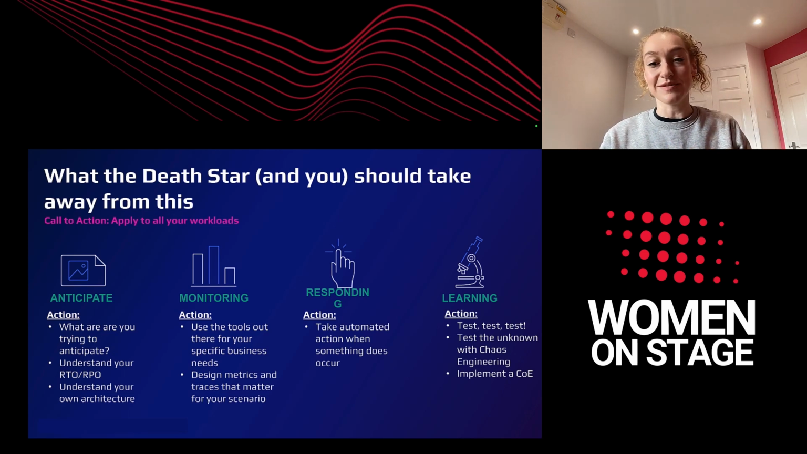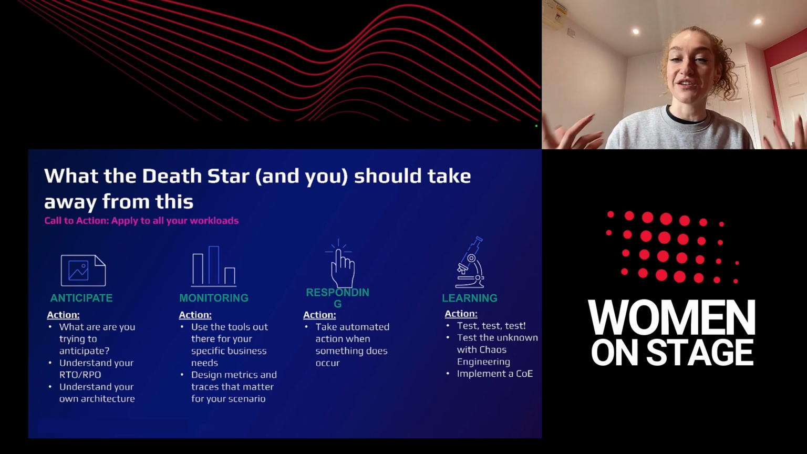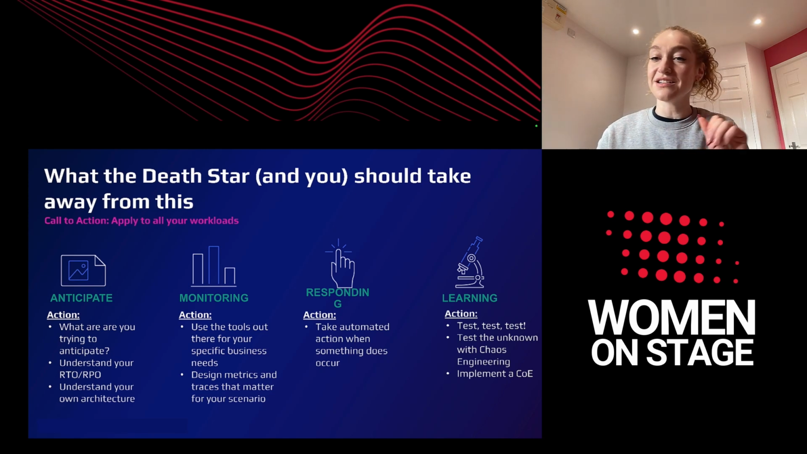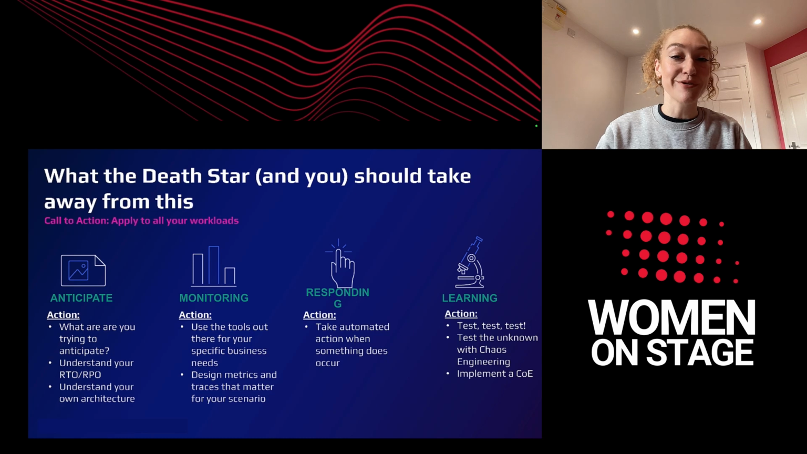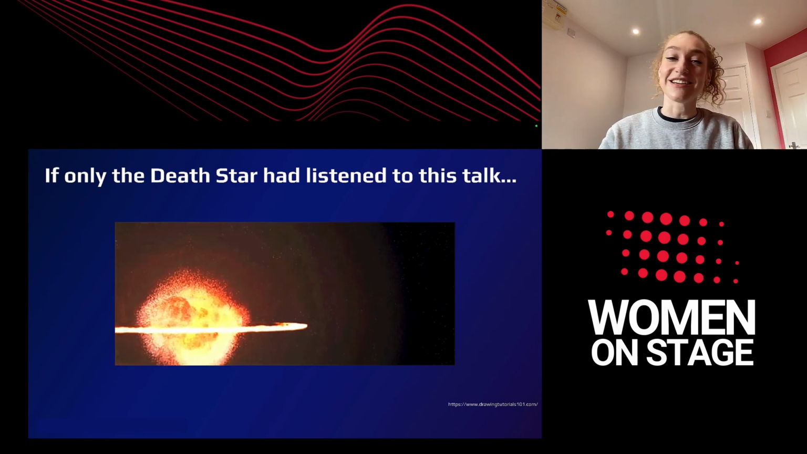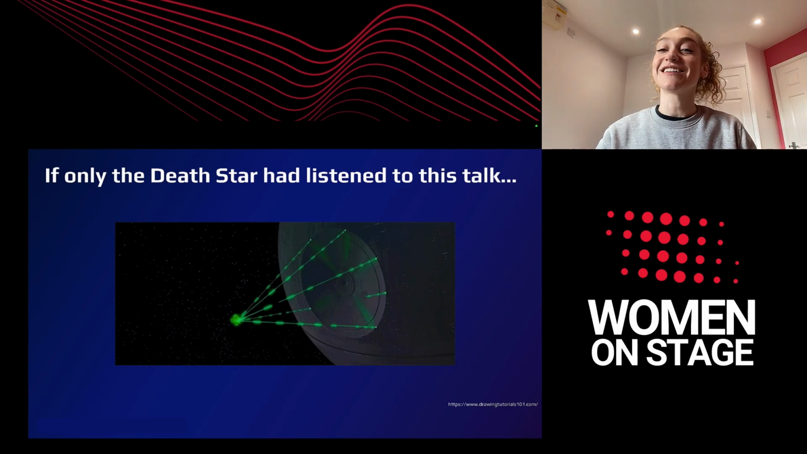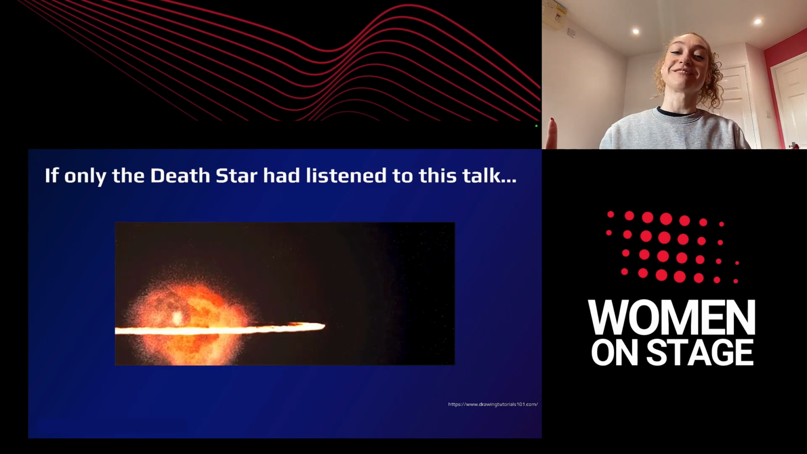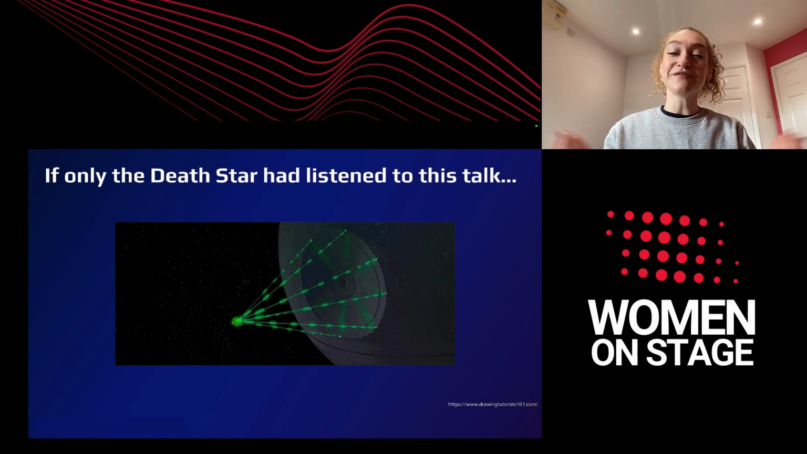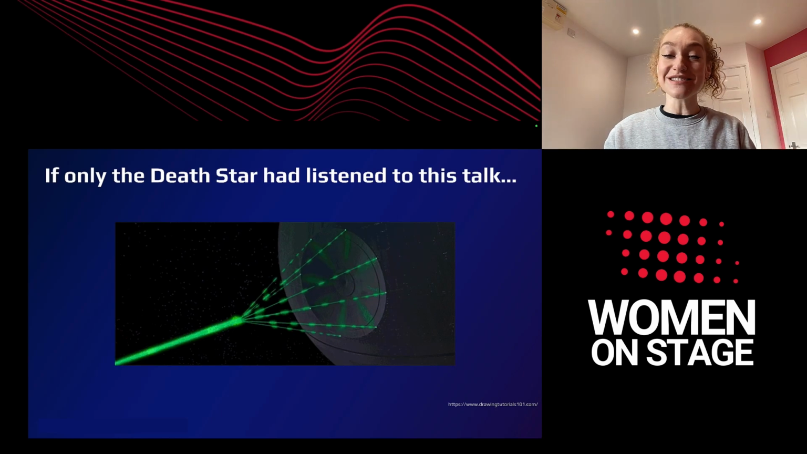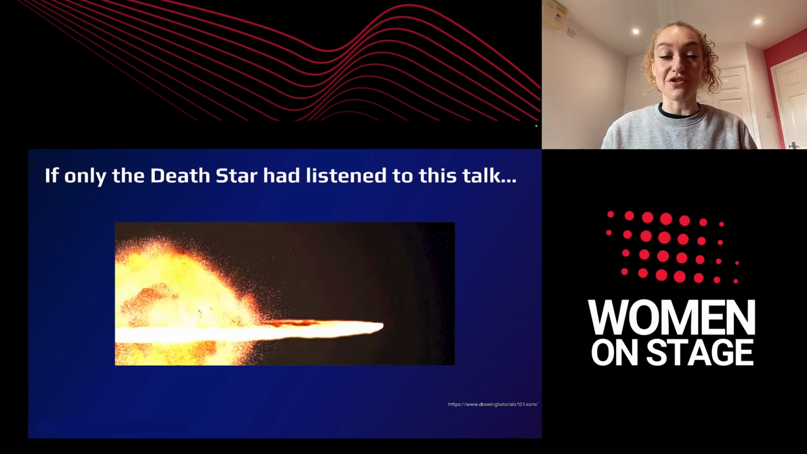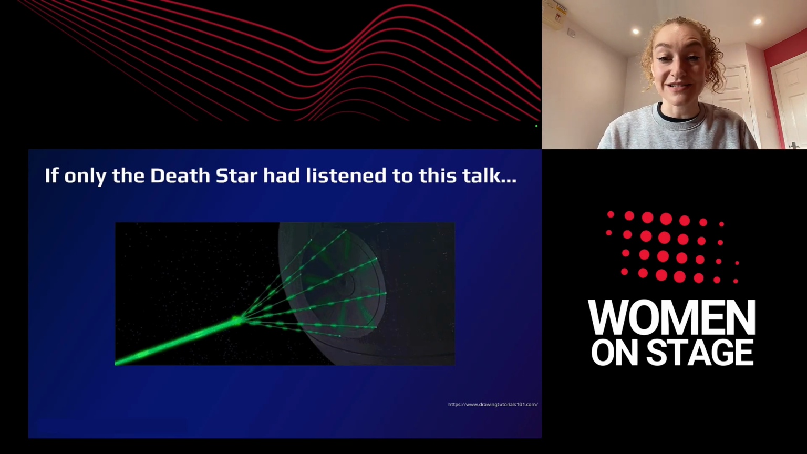So for example, I say, take automated action when something occurs, make sure you're doing testing, test with chaos engineering, implement a correction of error process. I talk through all of that. These are the things that you are going to do. And then of course, I like to just end, if only the Death Star had listened to this talk, this could have been the result. So I like to bring it full circle, leave it on a little high note so people remember it. But essentially, that is the structure of a good technical presentation.